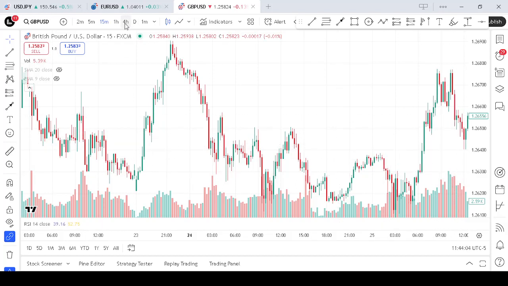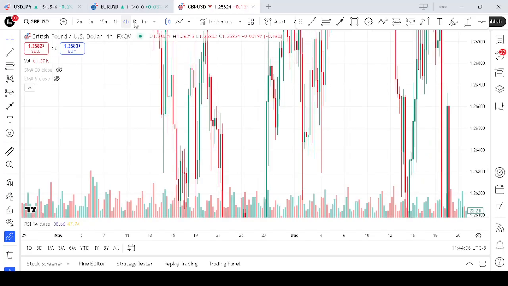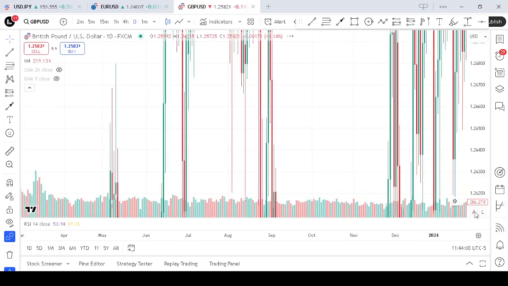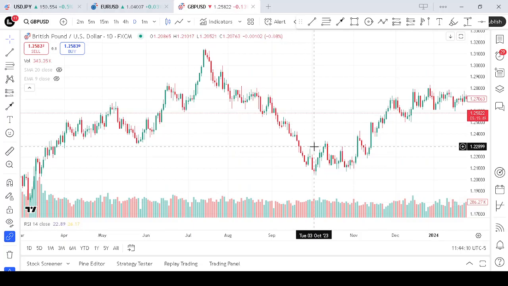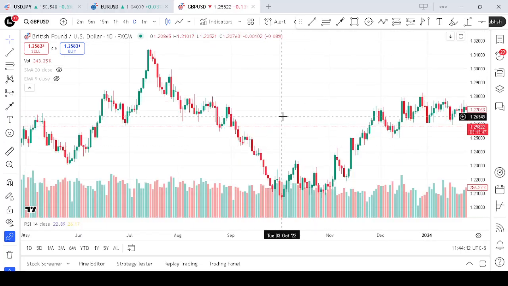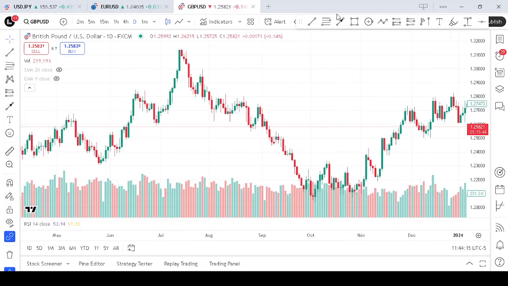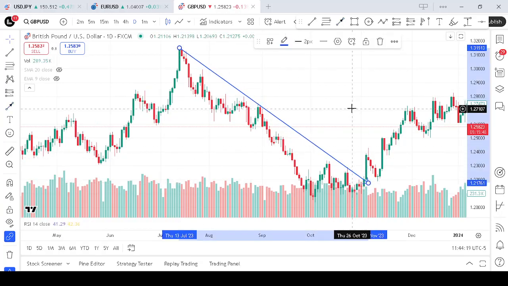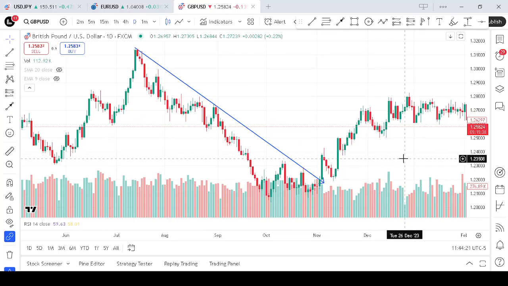Now, changing this to my higher time frame, like my 4 hour or my daily time frame. Let me use my daily time frame for this example. First of all, we know the direction of the market. Using this trend line, we can see that the market is trending towards the downside.